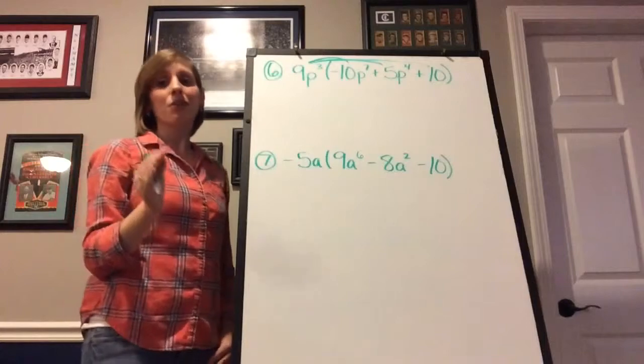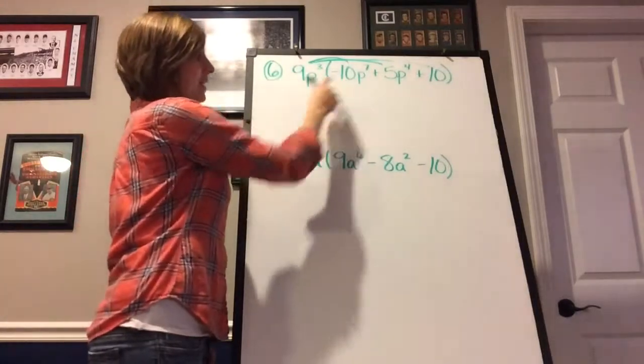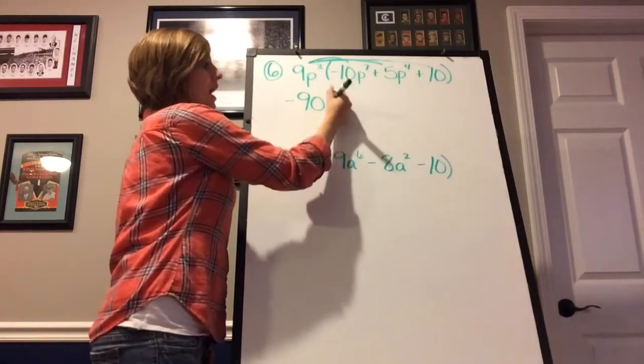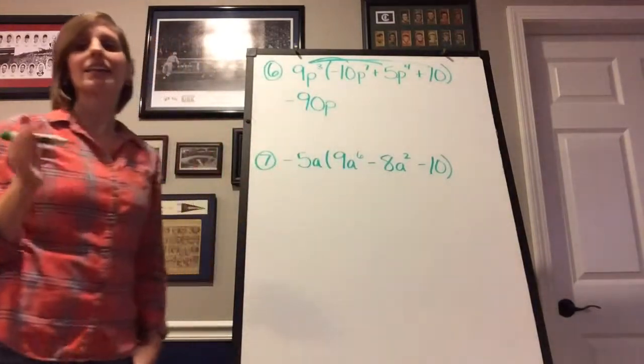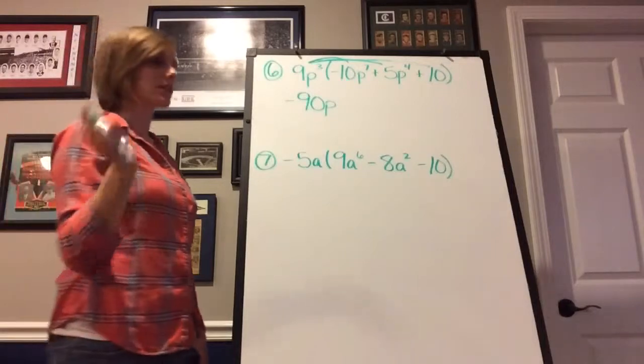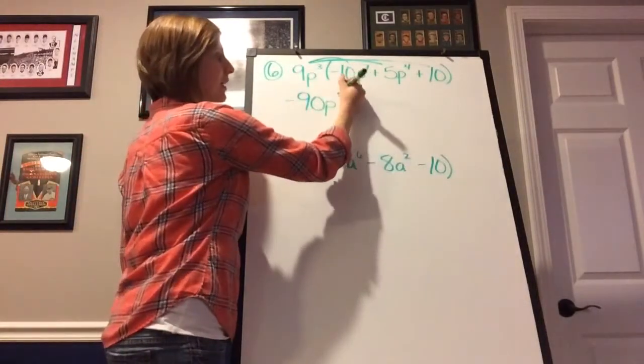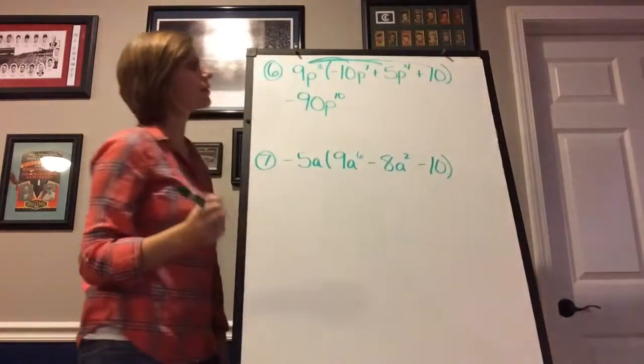So multiply the whole numbers first. We're taking 9 times negative 10, which is negative 90. And then for your variables, add the exponents. That's the rule of exponents that we've talked about in a previous lesson. So we add 3 plus 7, we get p to the 10th.